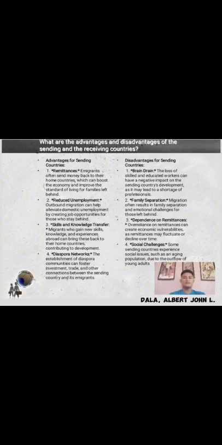Third is dependence on remittances. Over-reliance on remittances can create economic vulnerabilities as remittances may fluctuate or decline over time. Fourth is social challenges. Some sending countries experience social issues such as an aging population due to the outflow of young adults.